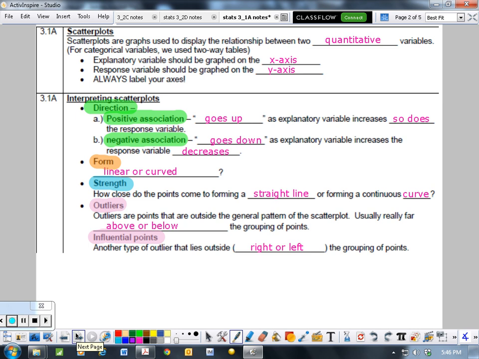Okay, so like I said earlier, we're going to use scatter plots to graph our data and look at the relationship between them. For categorical variables, we use two-way tables. And for quantitative variables, we're using the scatter plot. So all of our data will be quantitative. Our explanatory variable should always be on our x-axis. So when we're looking at our graph, this is our explanatory. And then our response variable should be on our y-axis.